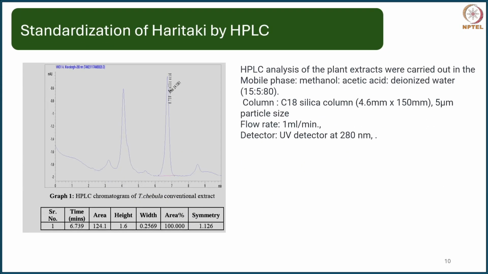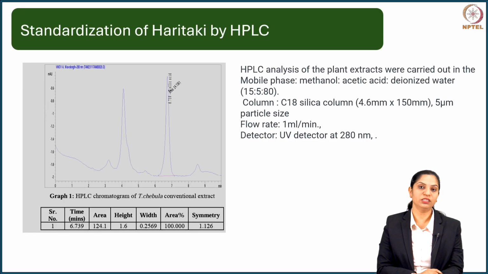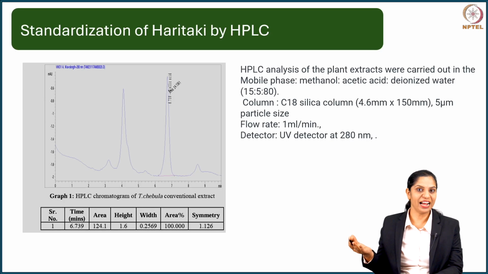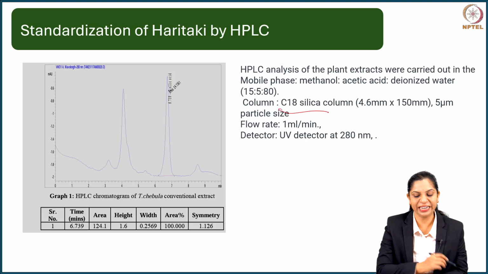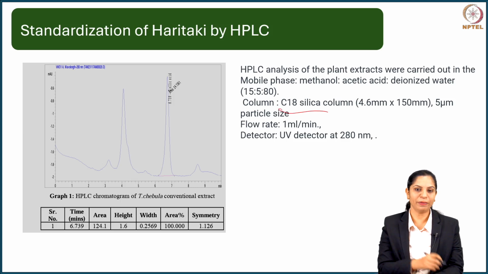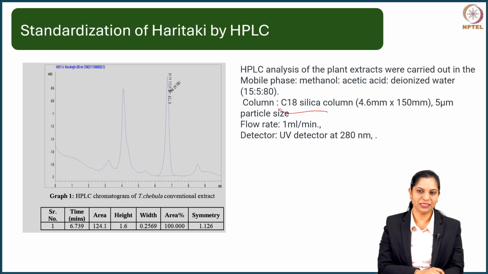Now moving on to the next one, you can also do a standardization of your Haritaki using a simple HPLC method. In the previous session, we saw often TLC is done or run as a normal phase, whereas HPLC, most of the herbal extracts you will see, is often run or developed as reverse phase. So here also the authors have used a reverse phase C18 silica column, which is about 5 micron particle size, a flow rate of 1 ml per minute, as well as detector at 280 nanometers.